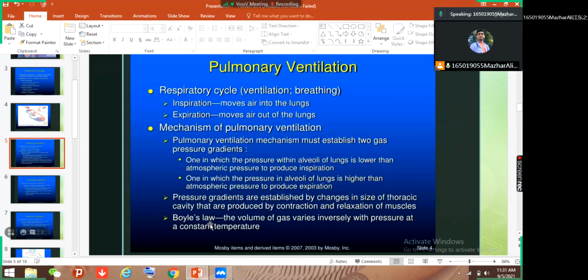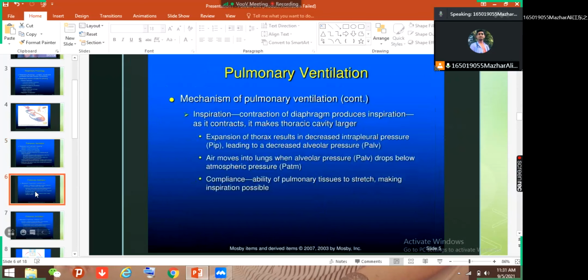And then there is Boyle's law. The volume of gas varies inversely with the pressure at constant temperature. So when pressure changes, gas exchanges. Now, what is the pulmonary ventilation mechanism? In the last slide, I just talked about inspiration and expiration. Now, I will talk in detail about how the mechanism of pulmonary ventilation happens.